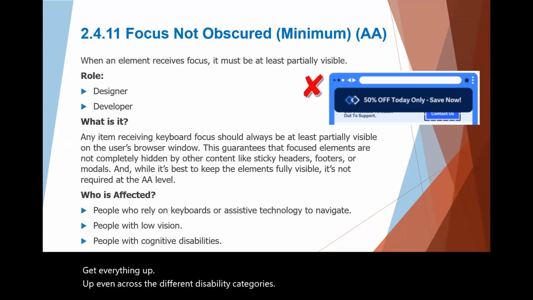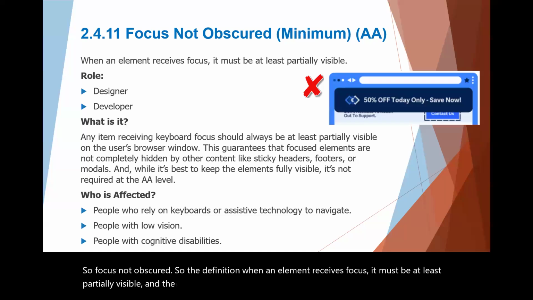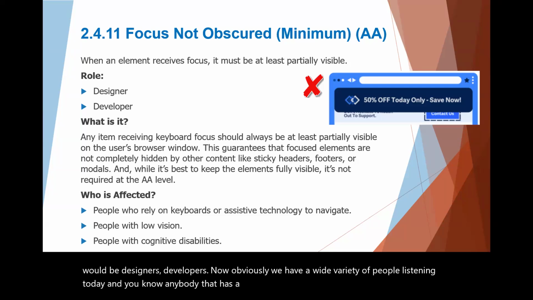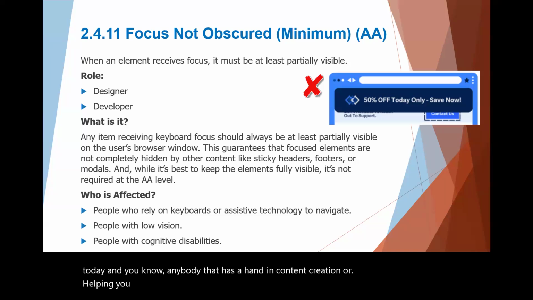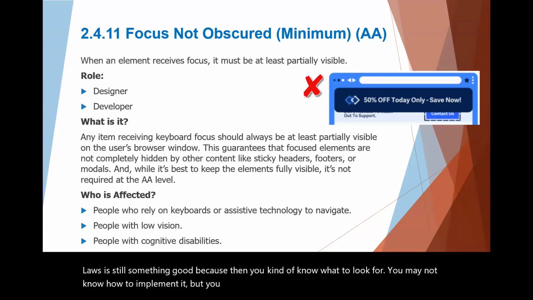So, focus not obscured. The definition: when an element receives focus, it must be at least partially visible. And the people that would be implementing something like this would be designers and developers. Now, obviously, we have a wide variety of people listening today, and for anybody that has a hand in content creation or helping create or set up a site, having these skills to understand these accessibility laws is still good, because then you know what to look for. You may not know how to implement it, but you know what the right level of accessibility is when you have that knowledge.